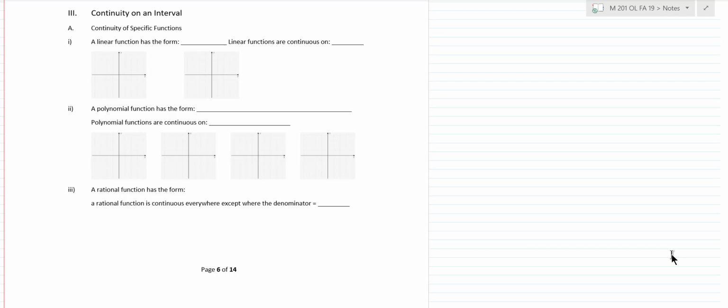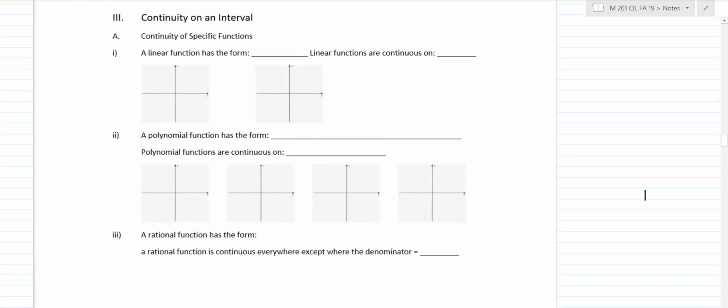All right, students, what we'll be looking at today is continuity on an interval. So we're going to look at specific functions and their continuity. I'm just going to run through a pretty long list of different types of functions. To begin with, let's look at a linear function.